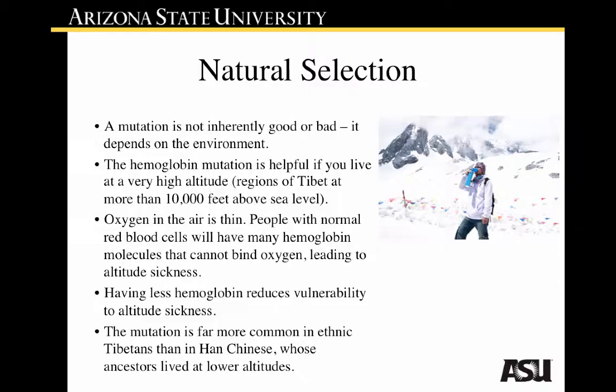So in that way, having less hemoglobin reduces the person's vulnerability to altitude sickness, and that's exactly what happened with Tibetans. The mutation is far more common in ethnic Tibetans than in Han Chinese, whose ancestors lived at lower altitudes. So you can see here that this mutation over time actually ended up being better for them, led to better health in their particular environment, and as a result, living longer and reproducing more.